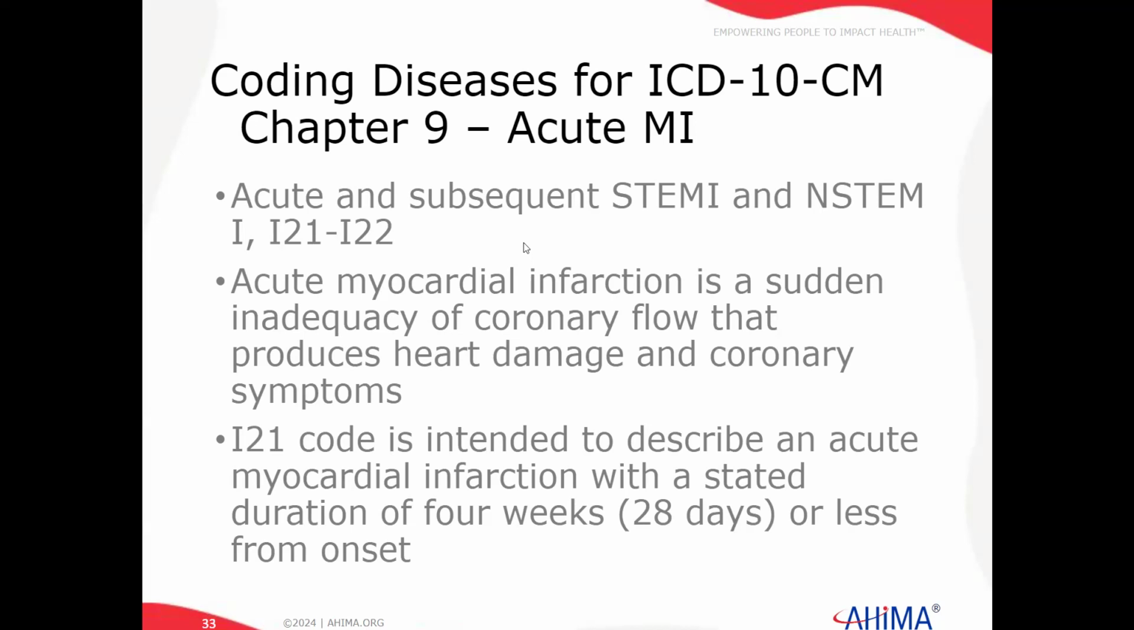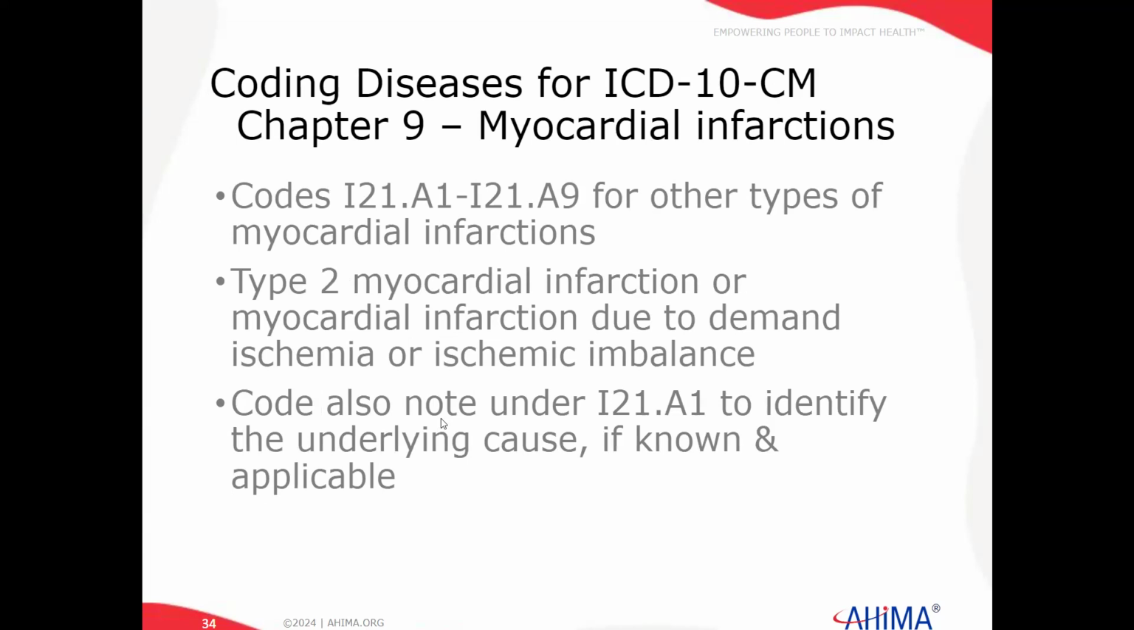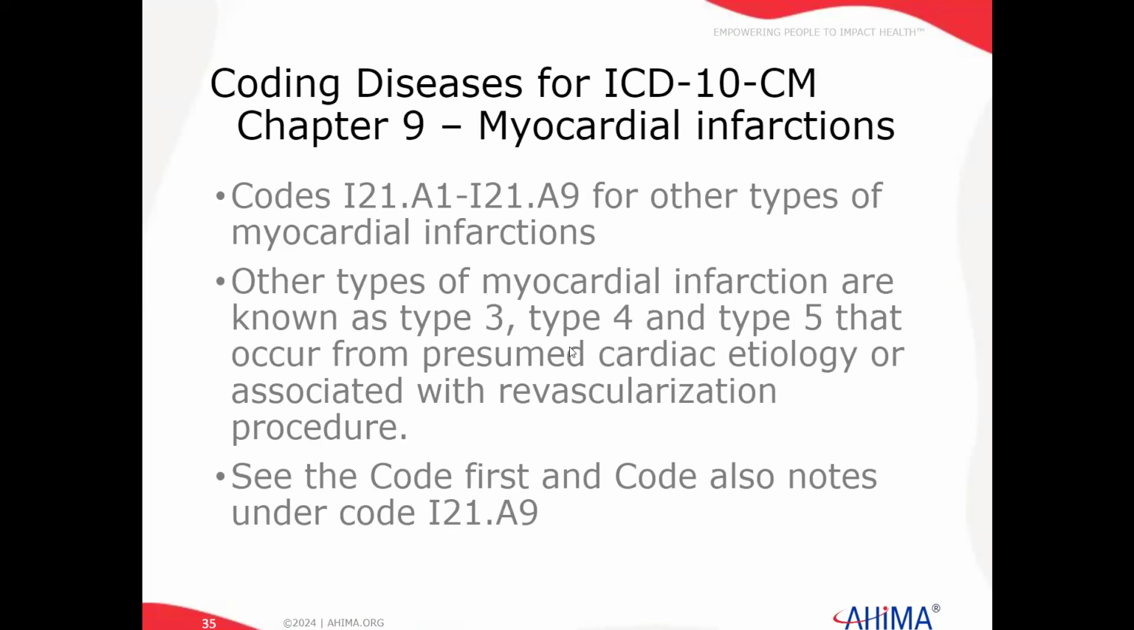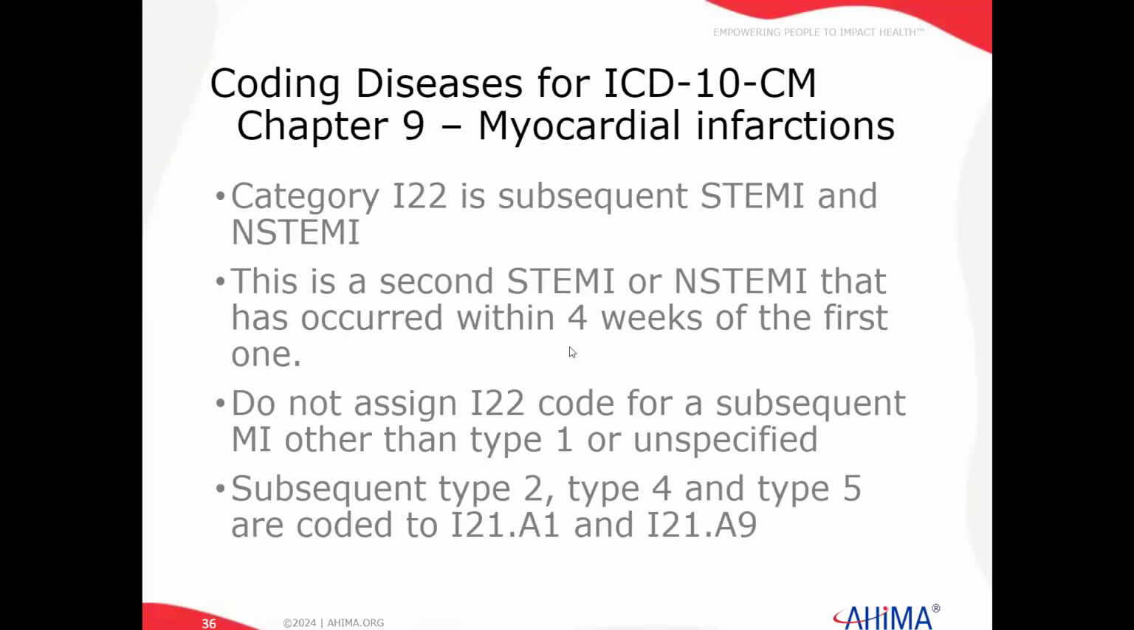I-21 code describes the acute myocardial infarction with onset of 28 days. We took a look at that earlier. And we took a look also at the I-21A1 through I-21A9 for other types. We also discussed the type 2. Let's get into the weeds about some of these other ones, namely the I-22. I-22 is a subsequent STEMI or non-STEMI, right?